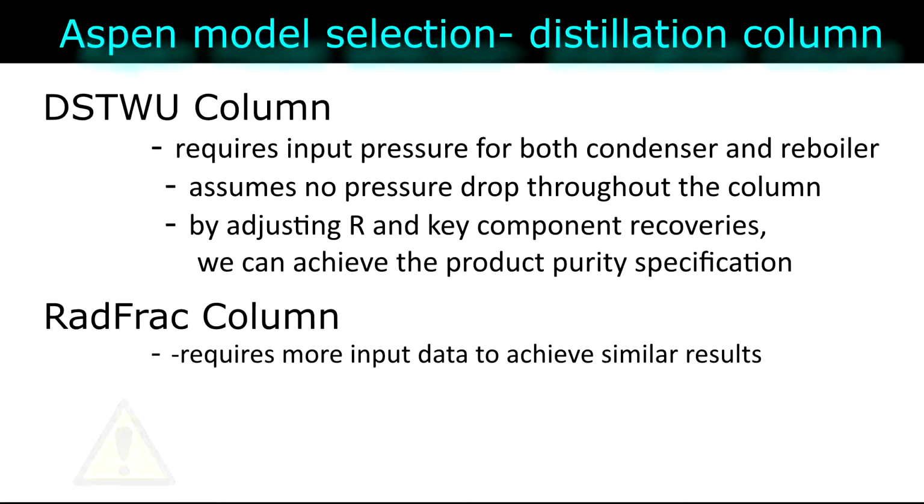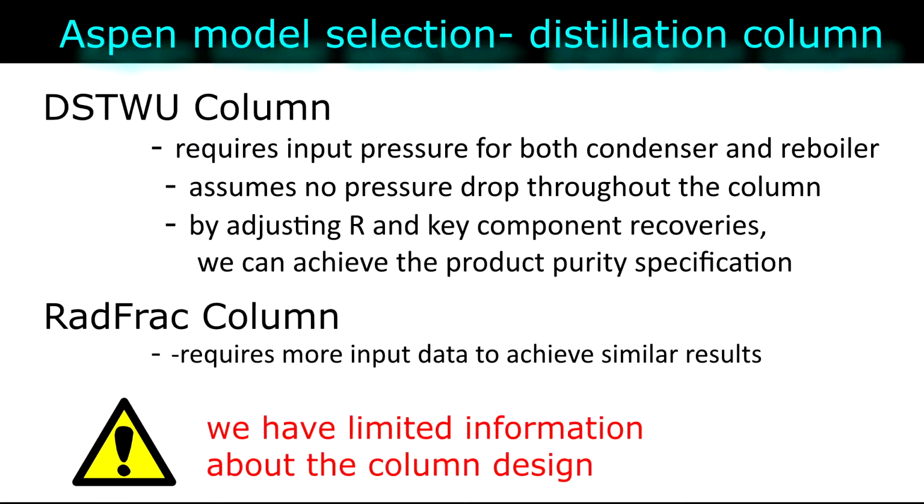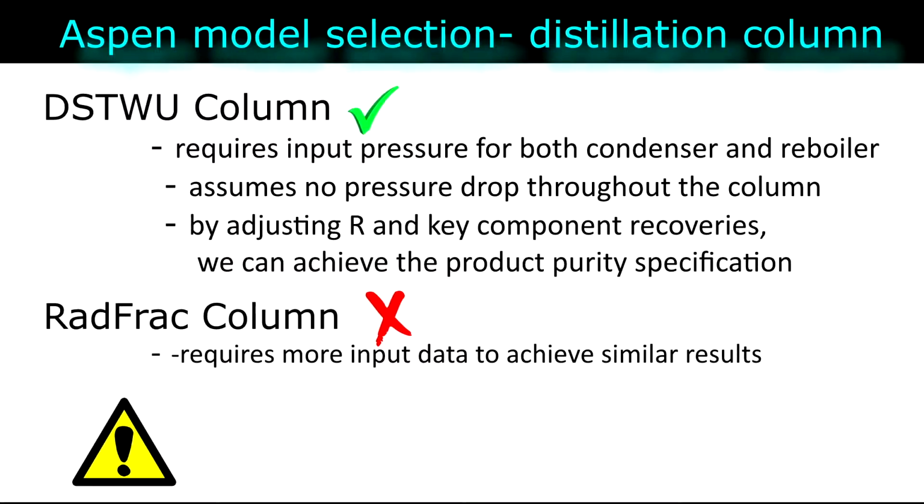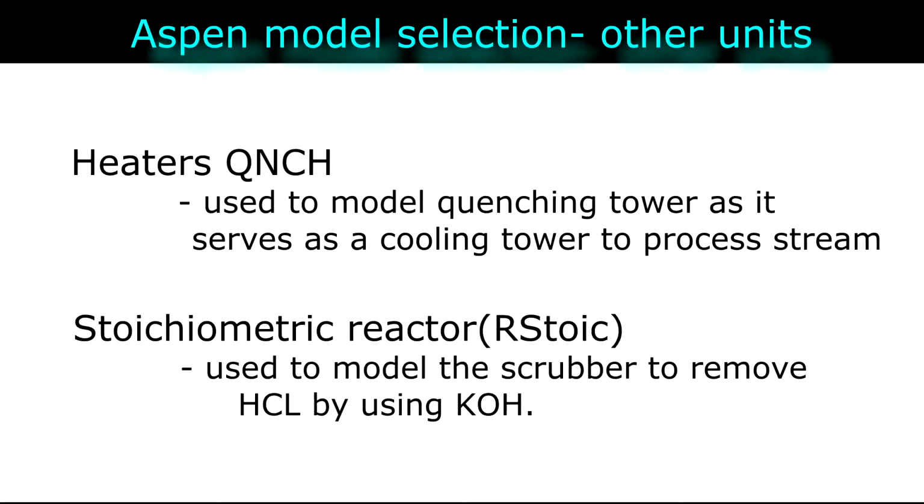DSTWU is chosen because we have all the required inputs while more inputs are required for the RADFRAC model to achieve the similar results. Due to the limitation in Aspen environment, we do not have models available for the scrubber and the quenching tower, hence we simulate the quenching tower by using a heater model. We implemented a stoichiometric reactor as a scrubber.